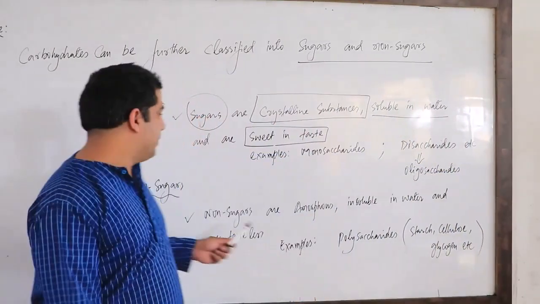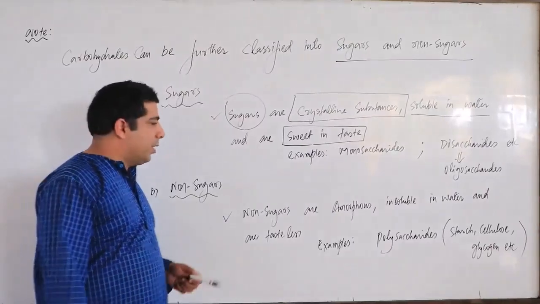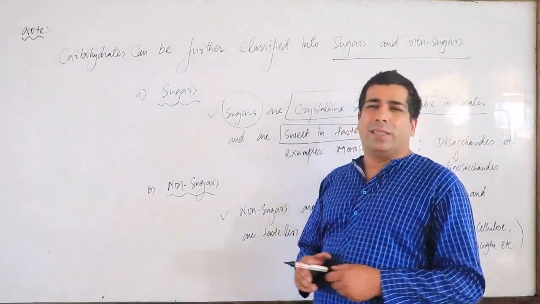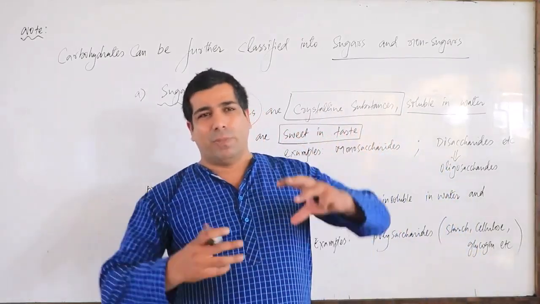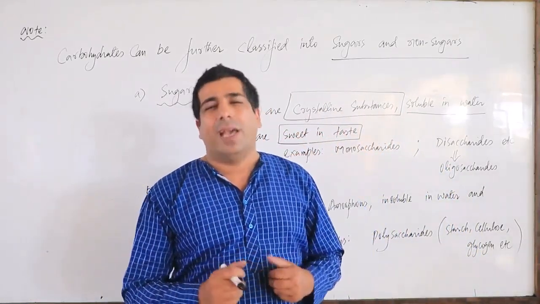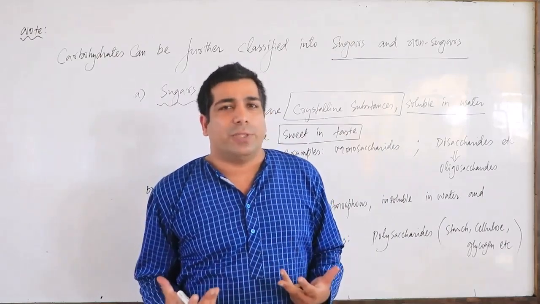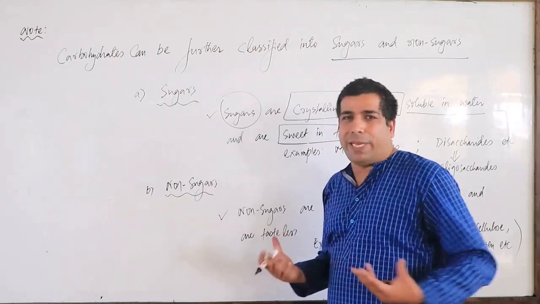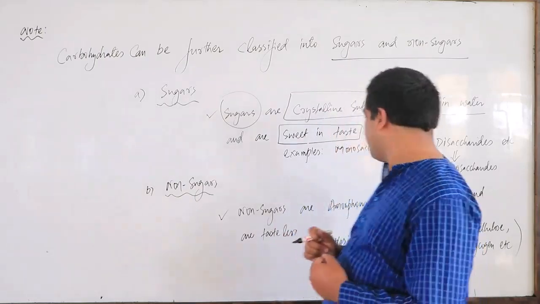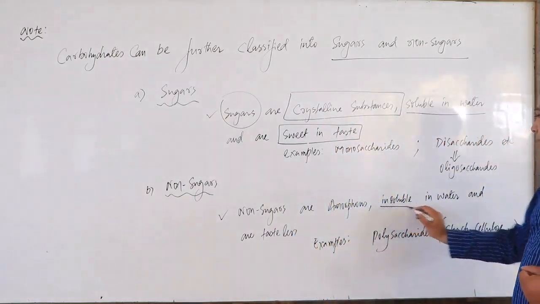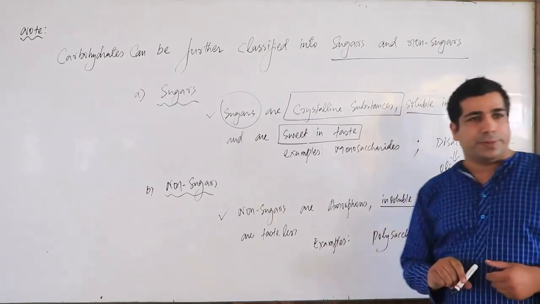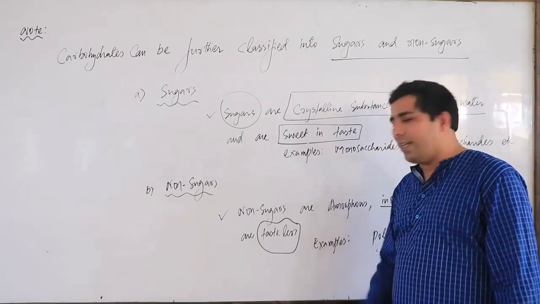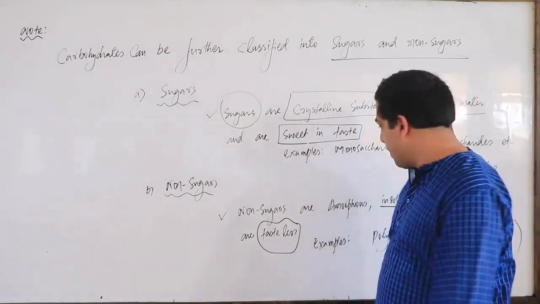So let's have a look at non-sugars. Non-sugars are amorphous substances. Amorphous means they don't have a particular arrangement of molecules in their structures, or a very messed up arrangement in their molecules. They are insoluble in water, they don't dissolve in water. And finally, they are not sweet in taste, they are tasteless, okay.